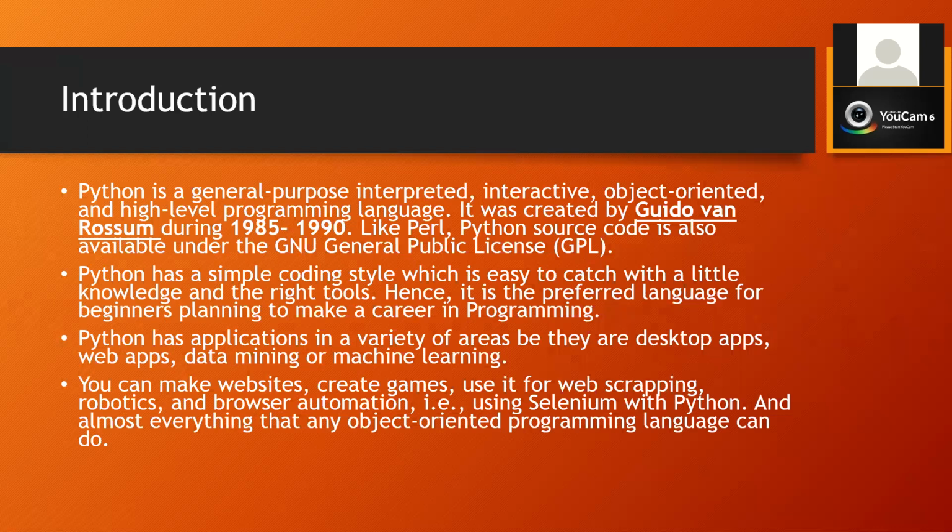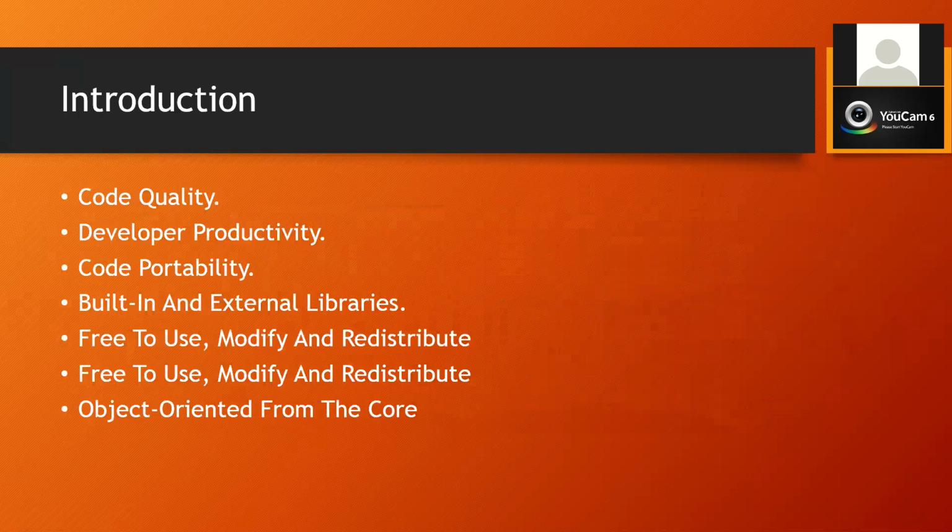You can make websites, games, use it for web scraping, robotics, and browser automation, that is using Selenium with Python, and almost everything that an object-oriented language can do. So for all these purposes, we use Python. In Python, we have code quality, developer productivity is good, and code portability. Code portability means if you want to move your script from one system to another system, you can do that.